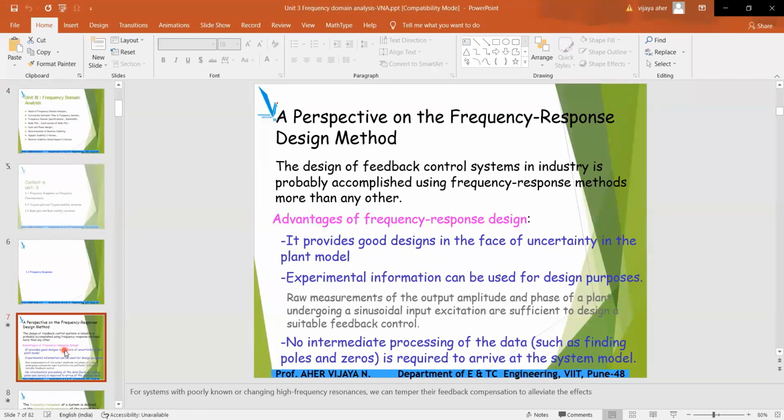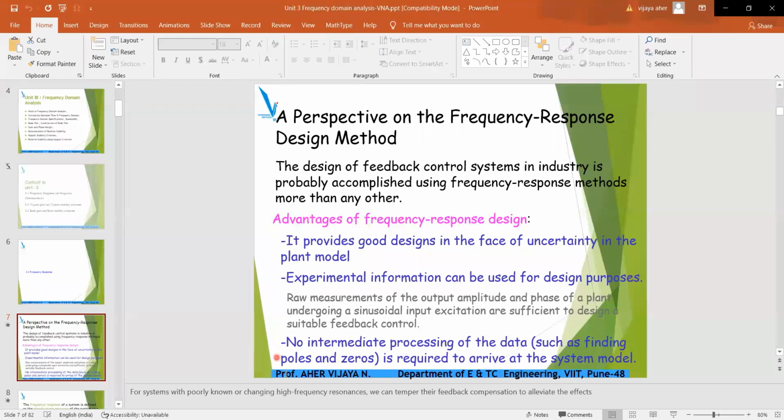What are the advantages of frequency domain analysis? That you should know initially. So, a perspective on the frequency response design method. The design of feedback control systems in industry is probably accomplished using the frequency response method more than any other method. So in the industrial field, they prefer this frequency response design method and analysis rather than any other method. So what are the advantages of this frequency response design that you are going to study?